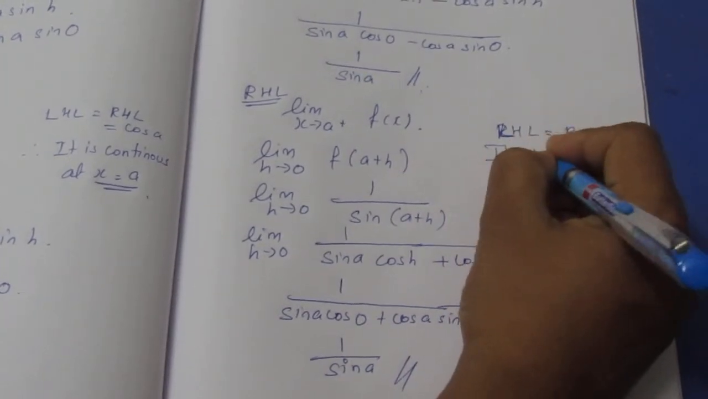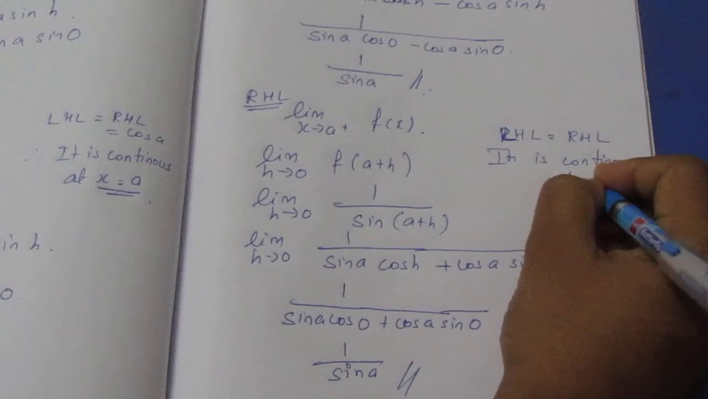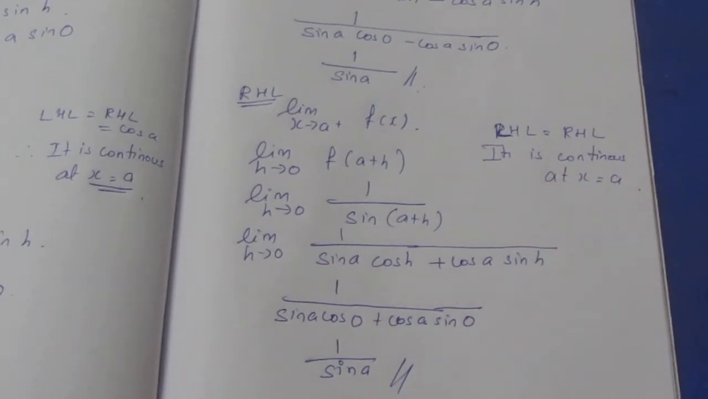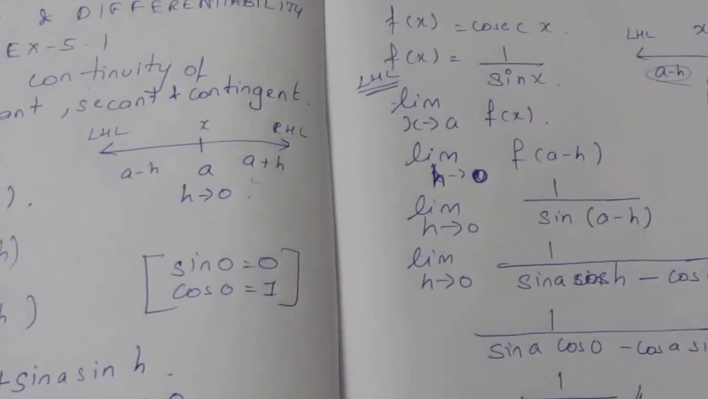It is continuous at x is equal to a. That's all, we have proved that cosecant x is continuous at x is equal to a. Now we'll move on to the next subdivision. What they have given is for secant.